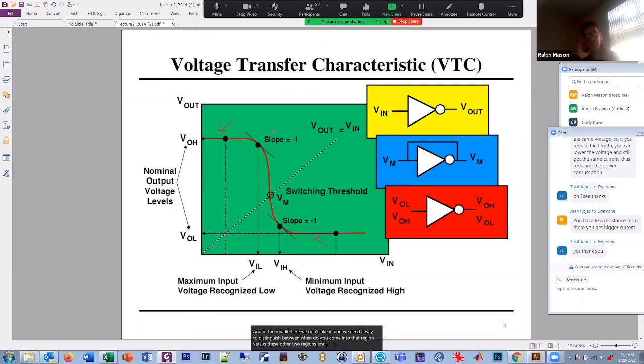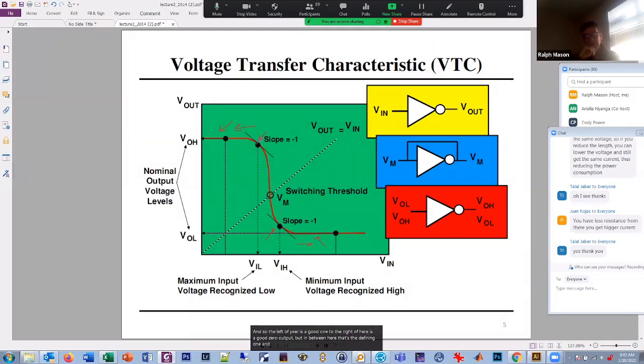The way we commonly do that is we say, well, let's take the slope of this curve. And when the slope equals -1, that's the dividing line. And it's -1 here, and it's -1 there. So to the left of here is a good 1, to the right of here is a good 0 output. But in between here, that's the defining line.